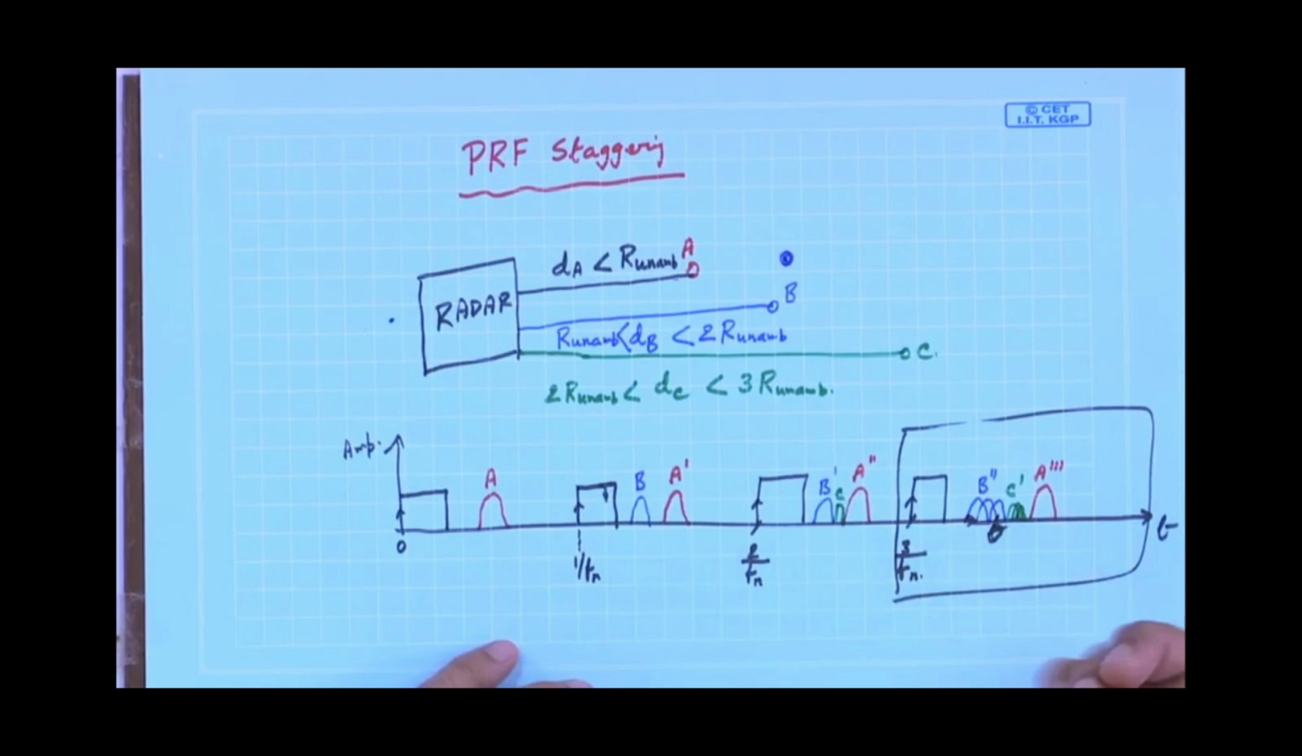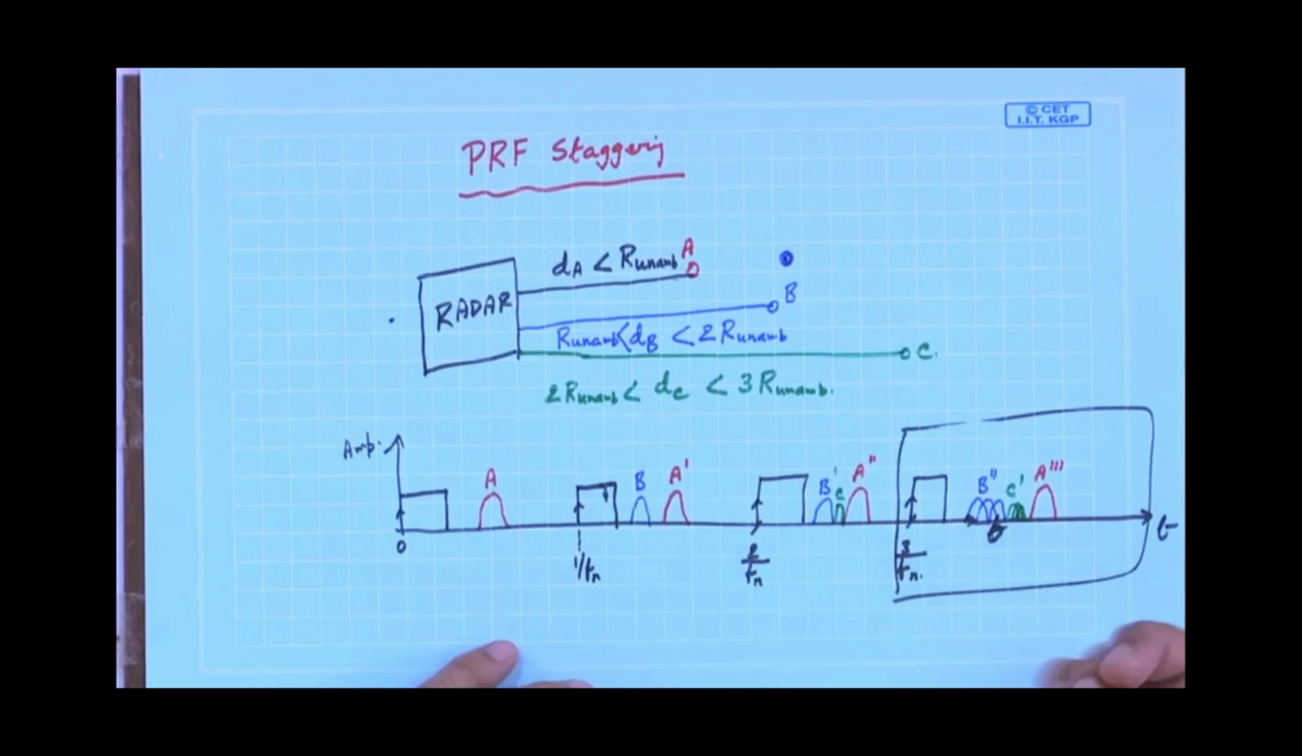A is within the unambiguous range. B is between 1 and 2 times the unambiguous range. C is between 2 and 3 times the unambiguous range. When pulses are transmitted, radar receives returns from these targets at different times. Since A is within the unambiguous range, its position is measured correctly. However, B and C's distances appear ambiguous, making the radar think they are closer than they are.